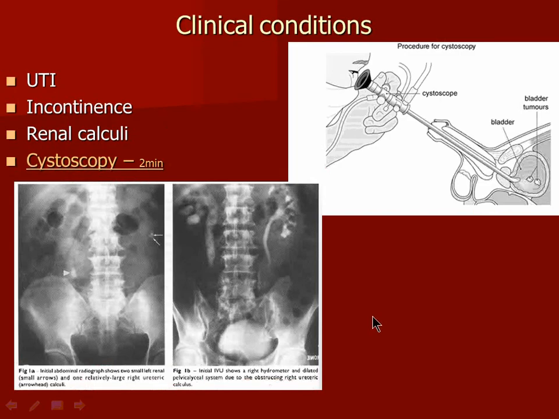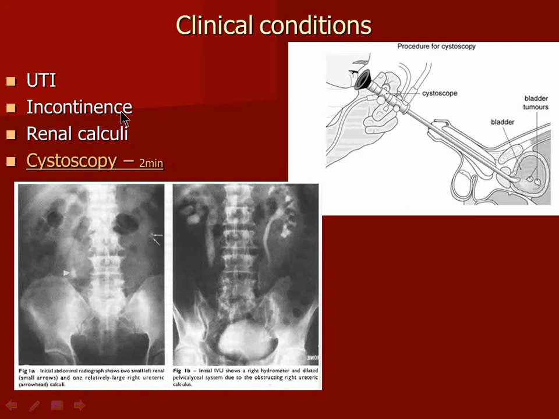Here are some clinical conditions which are of interest. Urinary tract infection, UTI, stands for urinary tract infection, which I just said was more common in women because of the proximity of the urethra to the anal canal and the vagina.